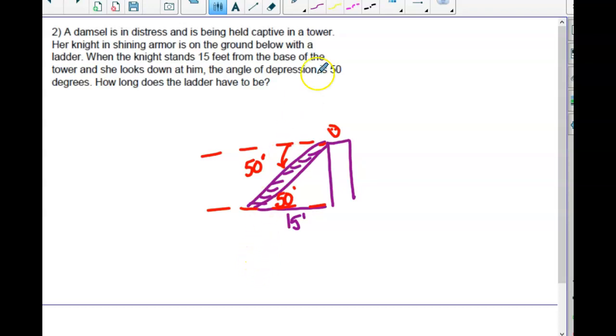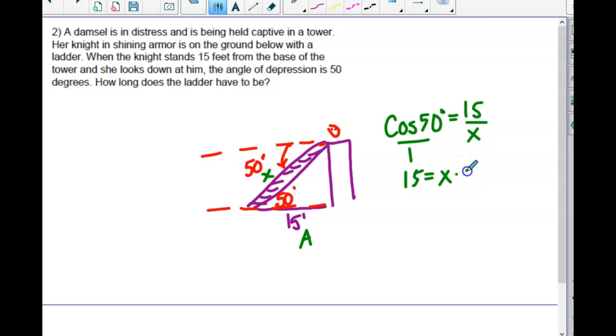All right, what are we looking for? How long the ladder is means we're looking for the hypotenuse here. And we happen to also have adjacent again, yes? So this time it is the cosine of 50 degrees equals 15 over x. So this time when I cross multiply, 15 times 1 is 15. And going the other direction, I get x cosine of 50.